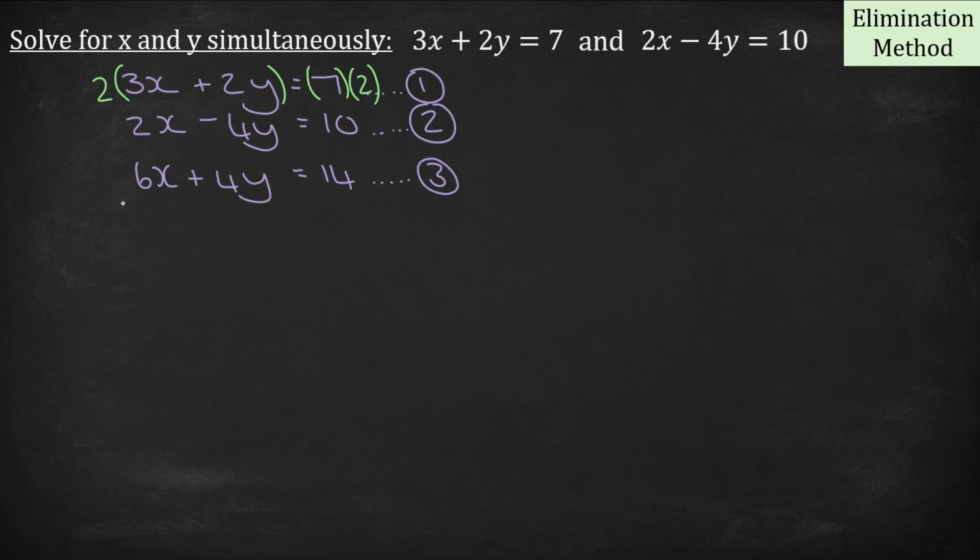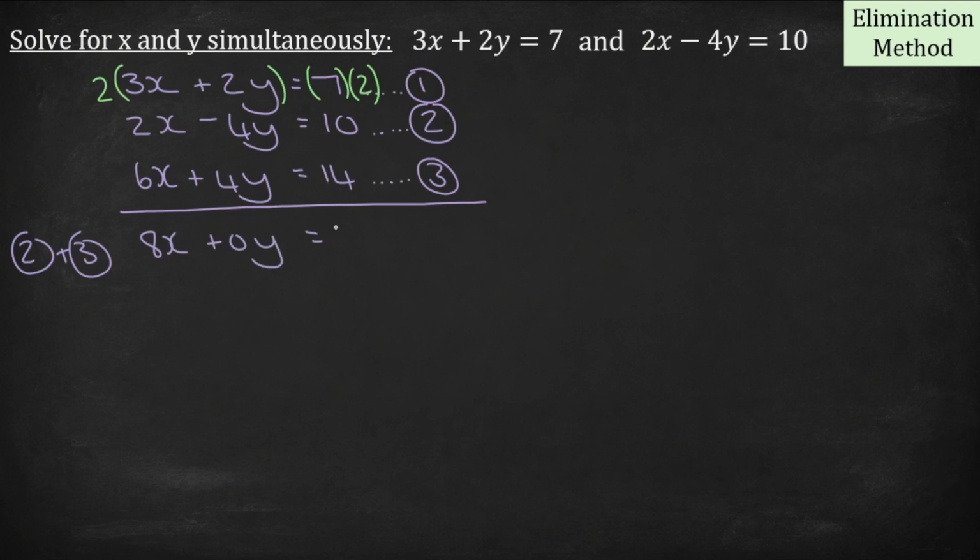So I'm going to add equation 2 and 3 together. 2x plus 6x is 8x. Then negative 4y plus 4y is 0y. And 10 plus 14 is 24. So if I rewrite this equation, it will be 8x equals 24. All we need to do now is to get x on its own, to isolate it. That means I'm going to divide by 8. And what you do on the one side, you have to do on the other side. That means x equals 3, because 24 divided by 8 equals 3. So let's call this equation 4.